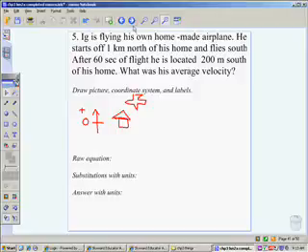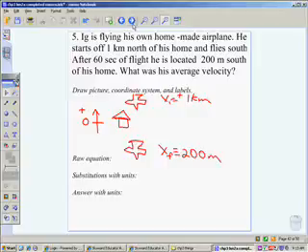And now let's put in some labels. We have the initial location is 1 kilometer on the positive or north side of the house. The final location, I'll draw another airplane down there, is 200 meters, and it's on the south side, on the bottom side of the map, and so I have a negative sign here. Negative 200 meters is the final location.